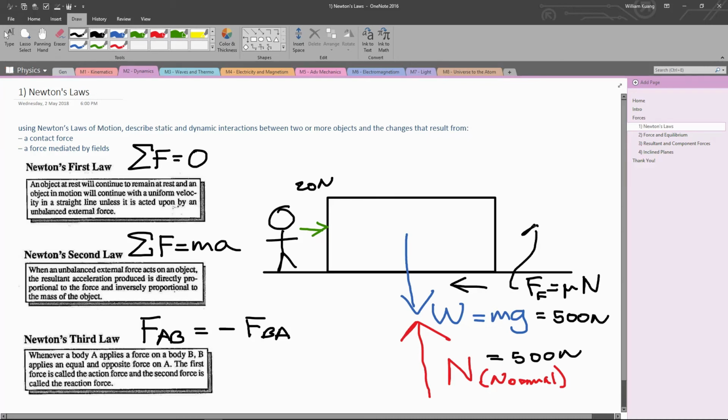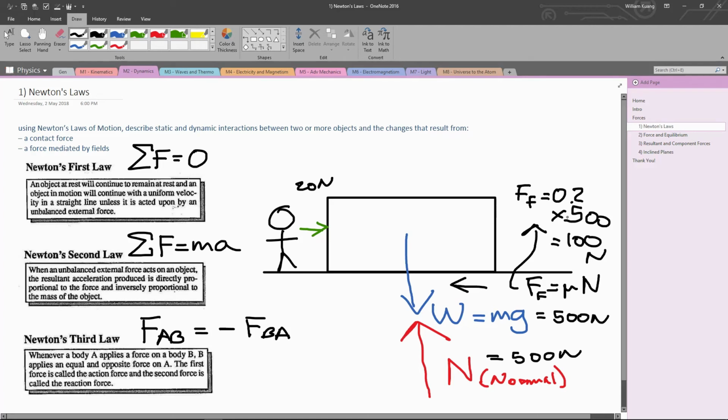And the friction force, say mu is 0.2, and this has to multiply by N, which we said is 500. I'm just going to do some quick maths here. 0.2 is 2 over 10, so 2 times 50 will give you 100. So that gives me 100 newtons.